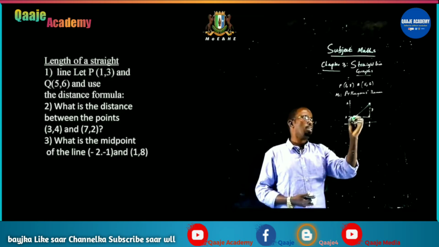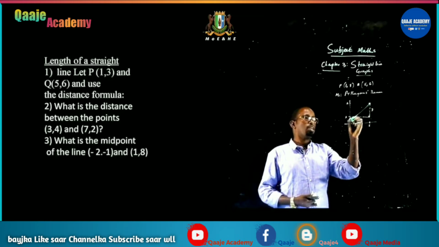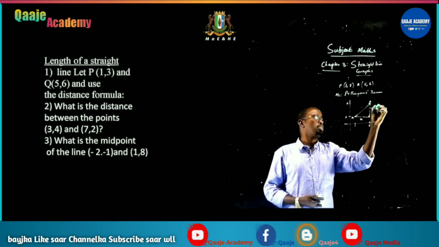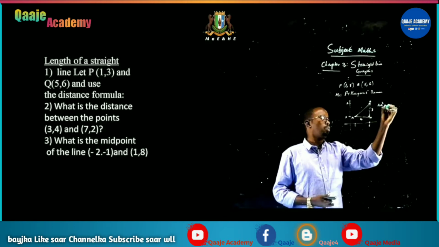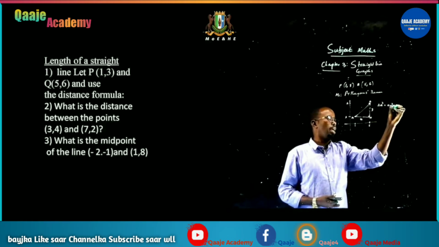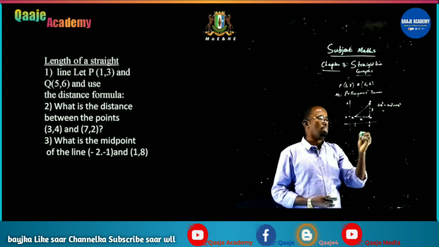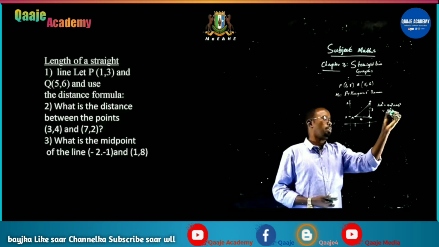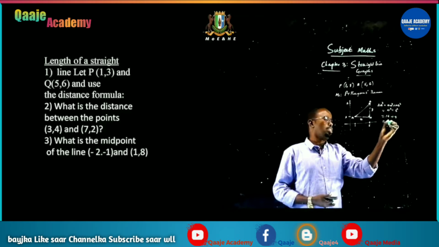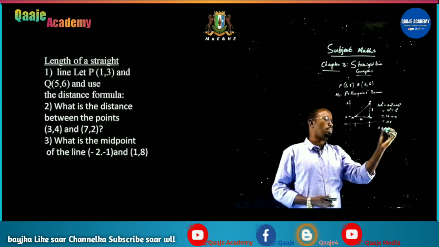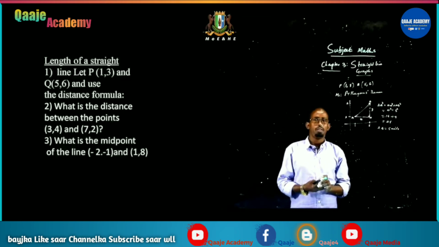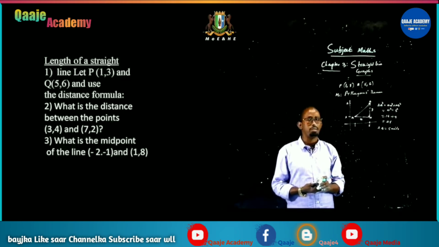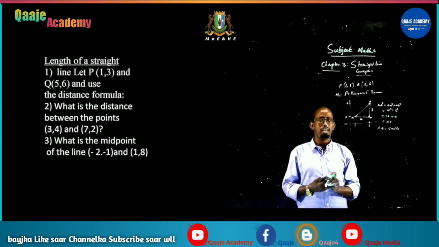You just say, let's call this one AB. Just say AB squared is equal to AN squared plus NP squared. That is 4 squared plus 3 squared, 16 plus 9, you get 25. The square root of 25 is 5 units. So that is the length of the line AB.